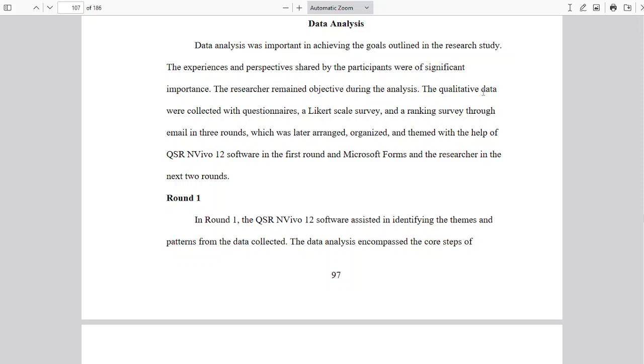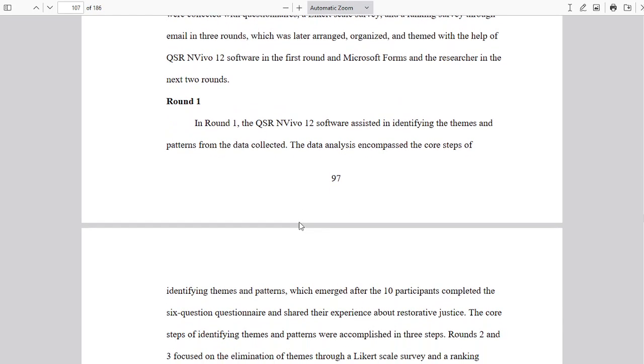Data analysis. The qualitative data were collected with questionnaires, a Likert scale survey, and a ranking survey through email in 3 rounds, which was later arranged, organized, and themed with the help of QSR NVivo 12 software in the first round and Microsoft Forms, and the researcher in the next 2 rounds. Round 1. In round 1, basically I used the QSR NVivo 12 software to assist me in identifying themes and patterns from the data collected.